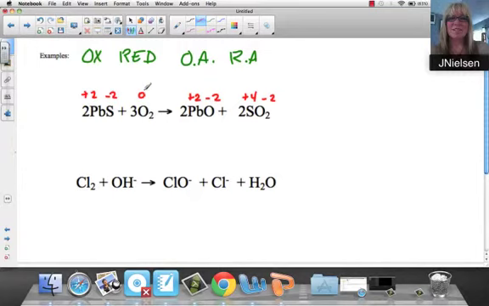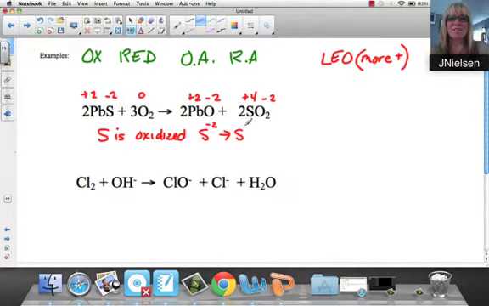So remember, when you have LEO, loss of electrons is oxidation. When you lose electrons, then it becomes more positive. So whatever's being oxidized, so 0 to -2 is not becoming more positive. However, sulfur going from -2 to +4 is becoming more positive. So the S is oxidized. It's going from S -2 to S +4.